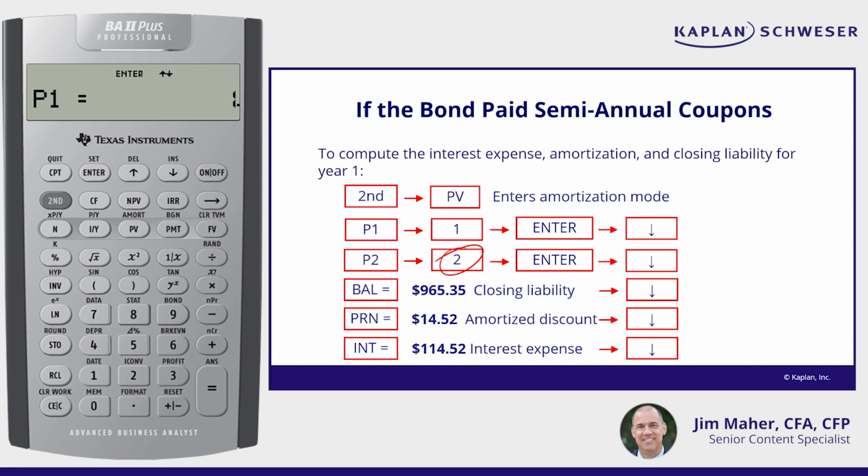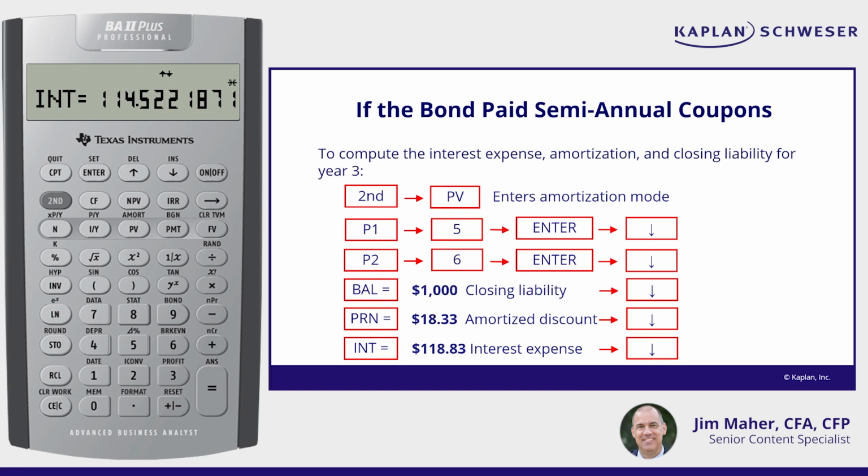So we did our enter key here, and then we're going to scroll down. P2, we've got to enter 2 because we have 2 periods, even though it's, say, 1 year. And then we're going to press down on our calculator, and we see 965.35, 14.52, and then our interest expense at 114.52. Very straightforward calculation.